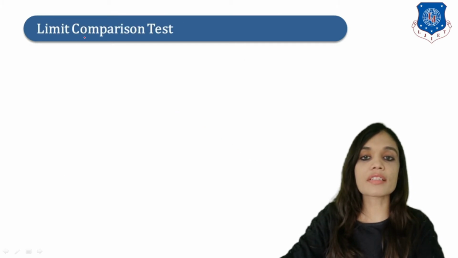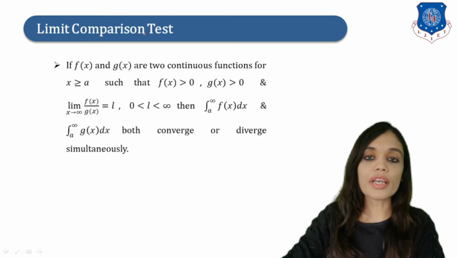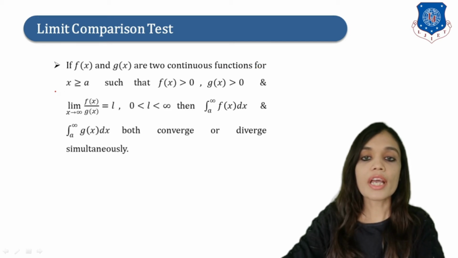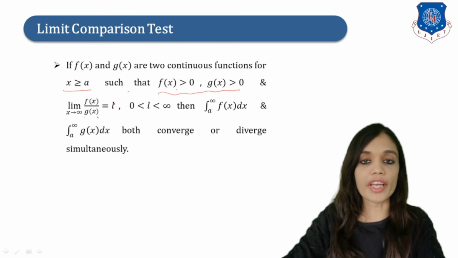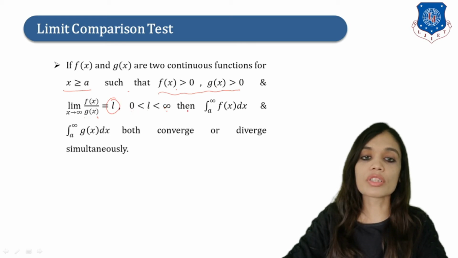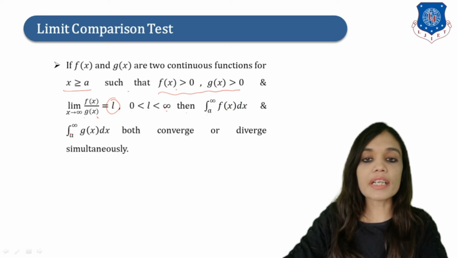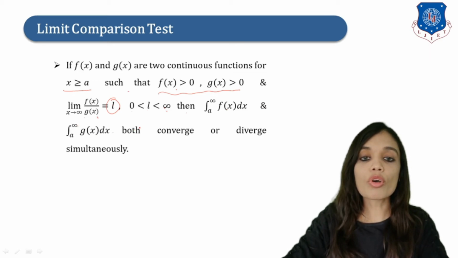Next, let us study one more test, that is limit comparison test. Okay. So if f of x and g of x are two continuous functions for x greater than or equals to a, such that f of x and g of x both are greater than 0, and limit x tends to infinity f of x upon g of x is equals to L, where 0 less than L less than infinity, that is the value of L should be finite and non-zero, then the integral a to infinity f of x dx and improper integral a to infinity g of x dx both converge or diverge together simultaneously.